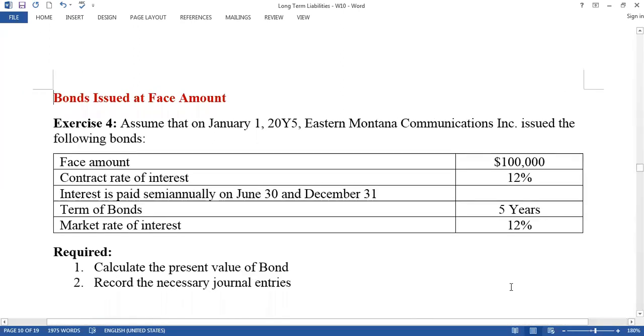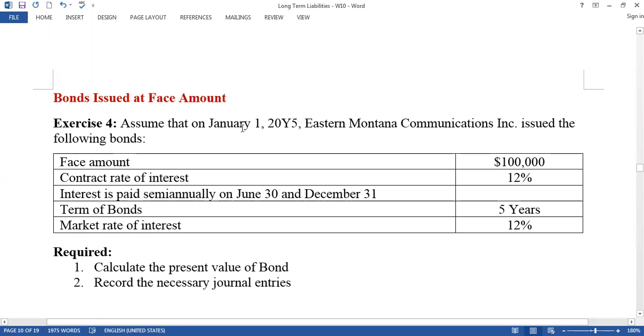Today I am going to solve three important questions. If you have any question, you can stop me anytime, but try to understand the lecture clearly because this is important. First we are going to talk about how to calculate the present value if it is a face amount bond and how to record the journal entries. So read the question carefully.